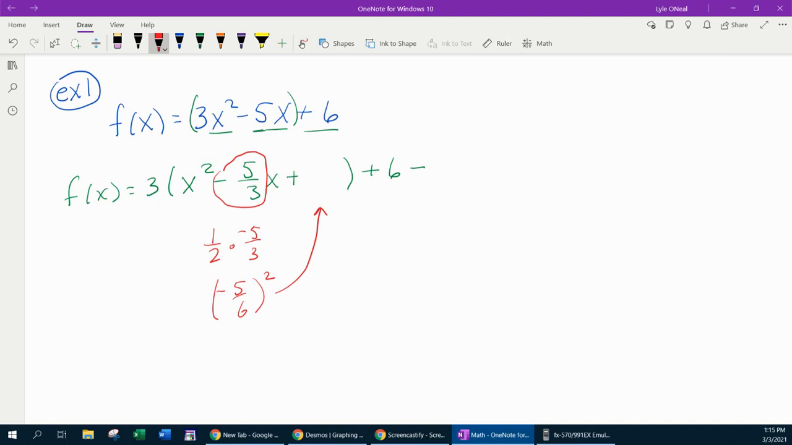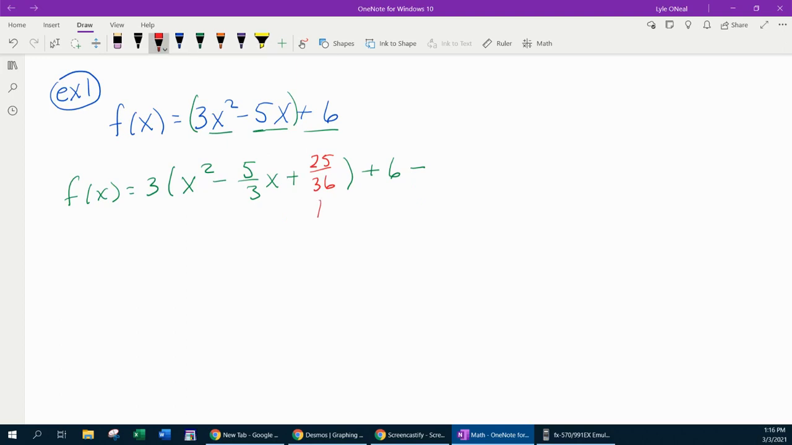So the process of completing the square says that you take half of b and then square that, and that will give you the constant that we need. That value is going to be 25/36. So remember I said whatever you add to one side, you have to subtract from the same side in order to keep the balance.